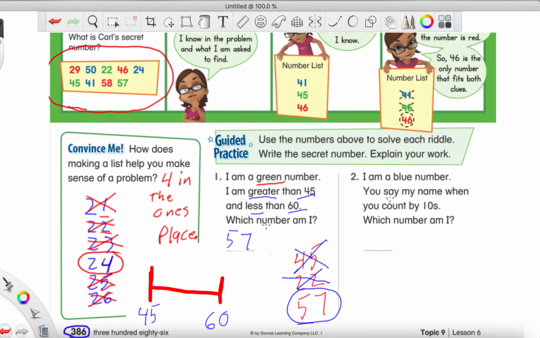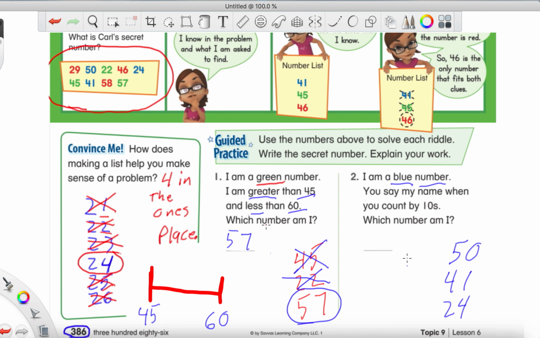So number 2, I'm going to set you guys up for this one. I'll help you make the list, and then you're going to do this on your own, okay? So it says, I am a blue number. That is our first clue. So first we're going to look over here on our other number list and write down every blue number. So we have 50. That's blue. We have 41. That's a blue number. And 24.